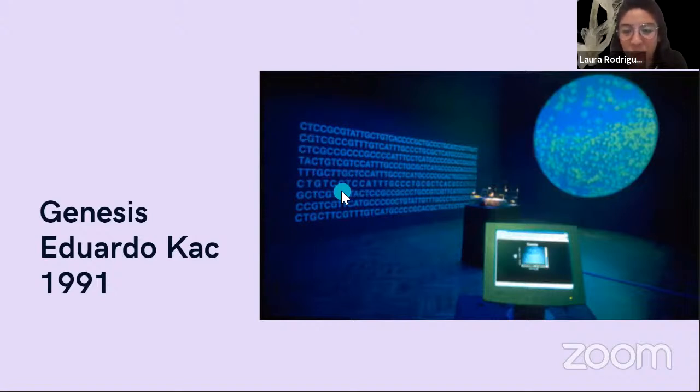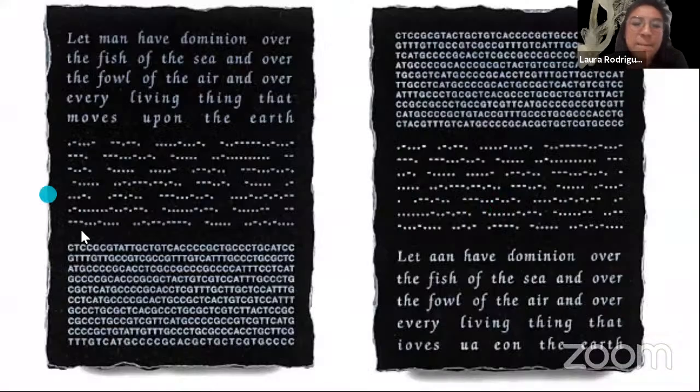This is the DNA code. And he put this DNA code into a bacteria called E. coli. But what does this DNA code mean? Well, it has the base in the Genesis text from the Bible. That's why the artwork is called Genesis.